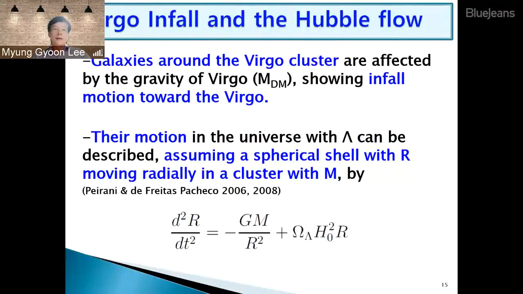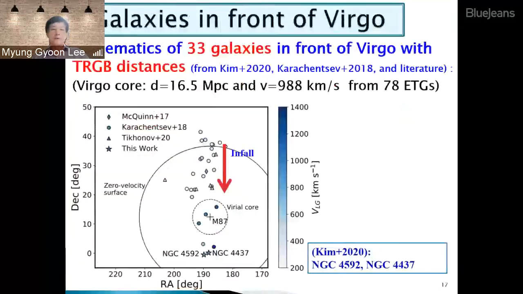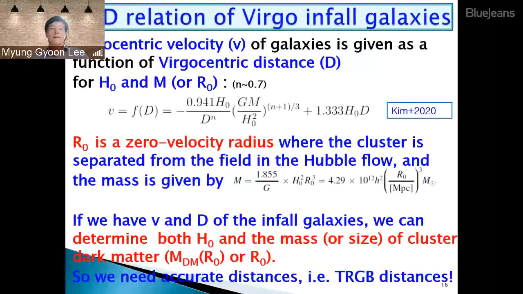So galaxies around the Virgo cluster are affected by the gravity of Virgo, showing infall motion toward Virgo. Their motion in the universe with lambda CDM can be described, assuming a spherical shell with radius r moving radially in a cluster with mass M, by this kind of simple equations. Solving these equations, you can derive a relation between Virgocentric velocity and Virgocentric distance like this.